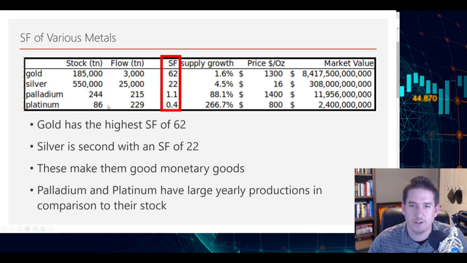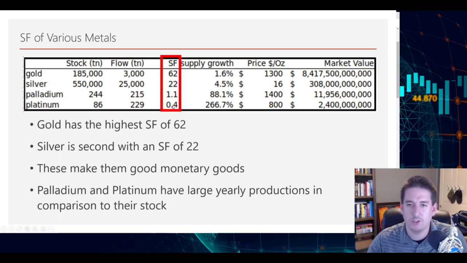And then same thing with platinum. The stock is 86 trillion, so very low in reserves. And the flow, the new amount that's mined per year, is 229 trillion, which is 266% of the amount of platinum that's out there is what's mined per year. Very high number, very low stock to flow of 0.4.